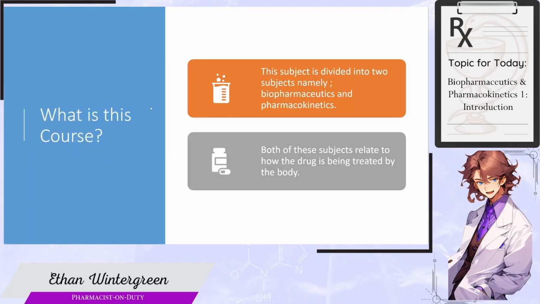So first, what is this course? This course is divided into two major divisions, which are biopharmaceutics and pharmacokinetics. Both of these subjects relate to how the drug is being treated by the body. Namely, for biopharmaceutics, we take into consideration the physicochemical properties of our drug and how it affects the body. And for pharmacokinetics, we deal with the measurement of drug availability in the body and how fast or how slow the drug is being processed by the body.